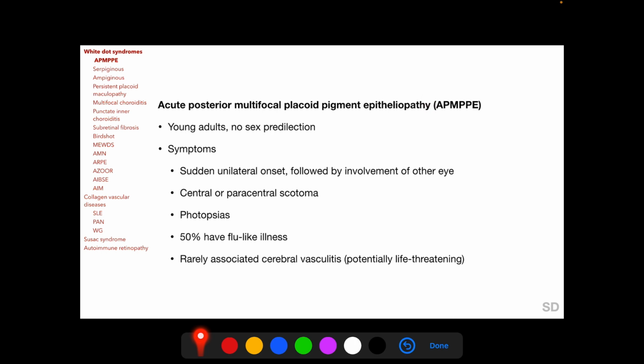APMPPE occurs in young adults and no sex predilection has been found. And the symptoms are a sudden unilateral onset followed by involvement of the other eye. Patients complain of a central or a paracentral scotoma, photopsias, and 50% have a preceding flu-like illness. And rarely it is associated with cerebral vasculitis, which can be potentially life-threatening.